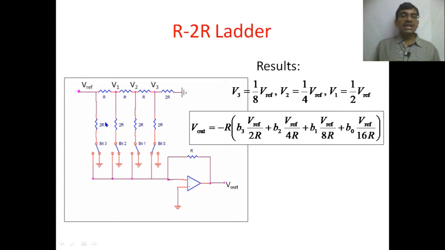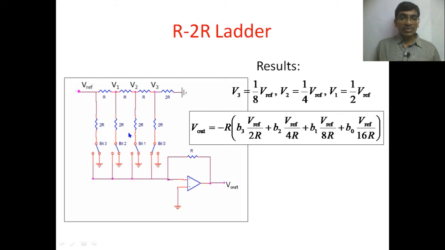And what is the current flowing in this branch? The voltage V1 divided by 2R into bit 2. So bit 2 into the voltage, what is the voltage here? V1. So V1 is equal to 1 by 2 V reference, which is V reference by 2 into 2R. Okay, in the denominator V reference by 2 is there, already 2 in the denominator, that will get multiplied with this resistance 2R. Therefore it becomes 4R, plus.